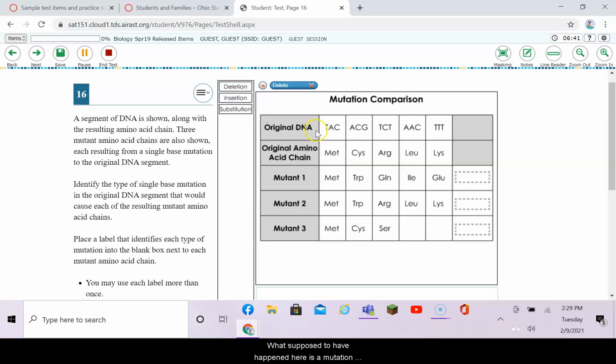Now, what's supposed to have happened here is a mutation. Now, we need to figure out, was that mutation a deletion? Was something removed from our chain? Was there an insertion? Was something put in there as extra? Or was there a substitution?